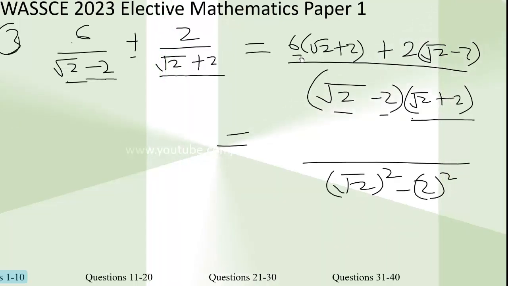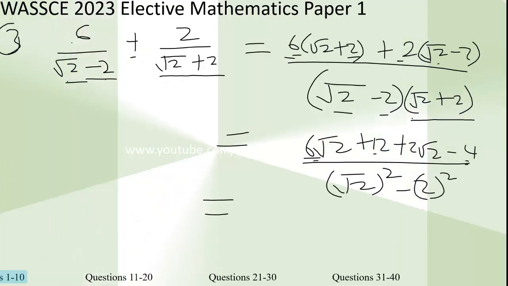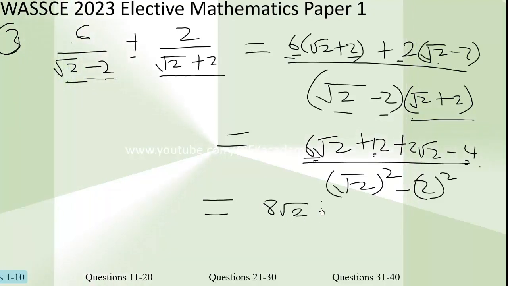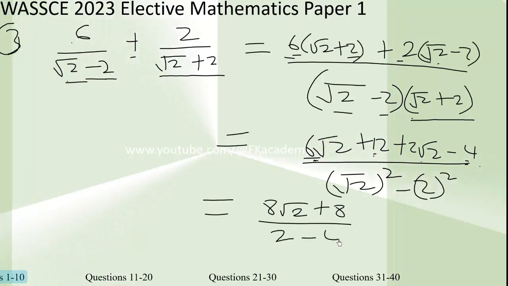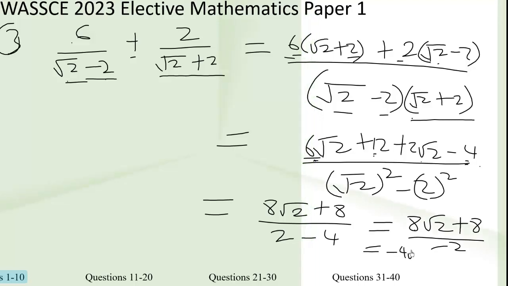Then we expand here. 6 times root 2 is 6 root 2. And 6 times 2 will be 12. Then plus 2 times root 2 is 2 root 2. And 2 times -2 is minus 4. So when we simplify the numerator, we have 6 root 2 plus 2 root 2. That will give us 8 root 2. Then 12 minus 4 will give us plus 8, all over root 2 squared is 2 and 2 squared is 4. So this will simplify to (8 root 2 plus 8) all over negative 2. So 8 root 2 divided by negative 2 is negative 4 root 2.